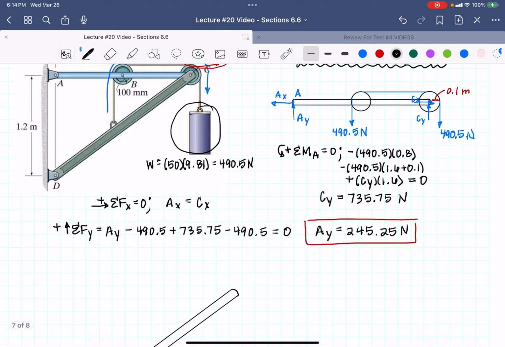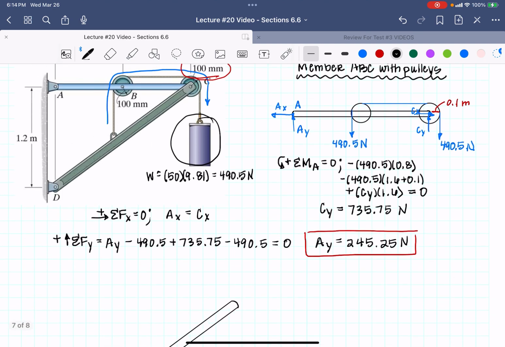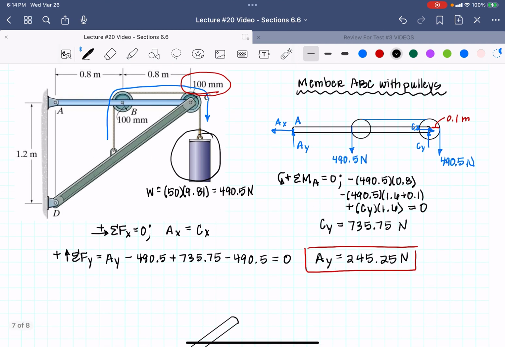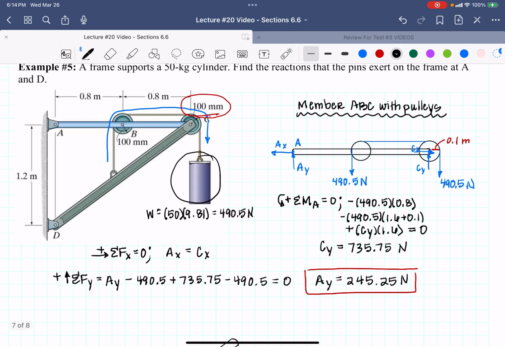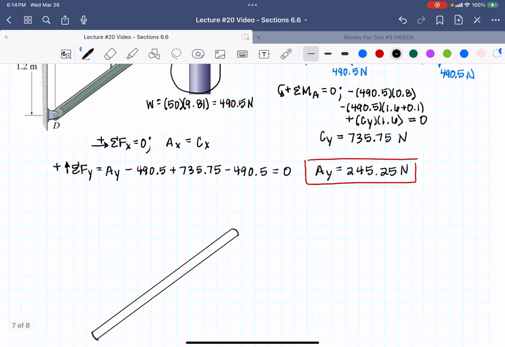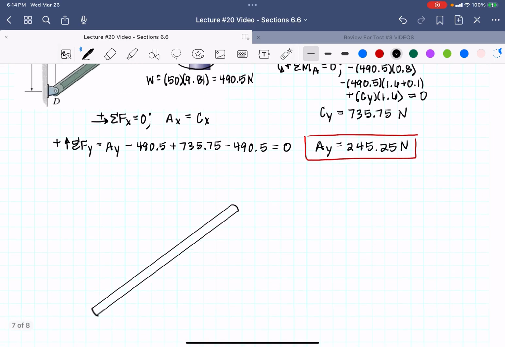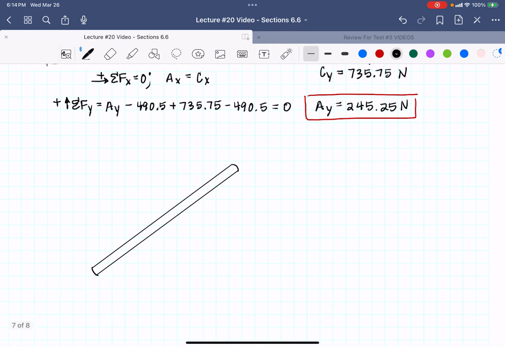Now I have to stop there and go on to the member from D to the cylinder. So this is that member. When I'm looking at that member from D to C, this is C, and this is D.